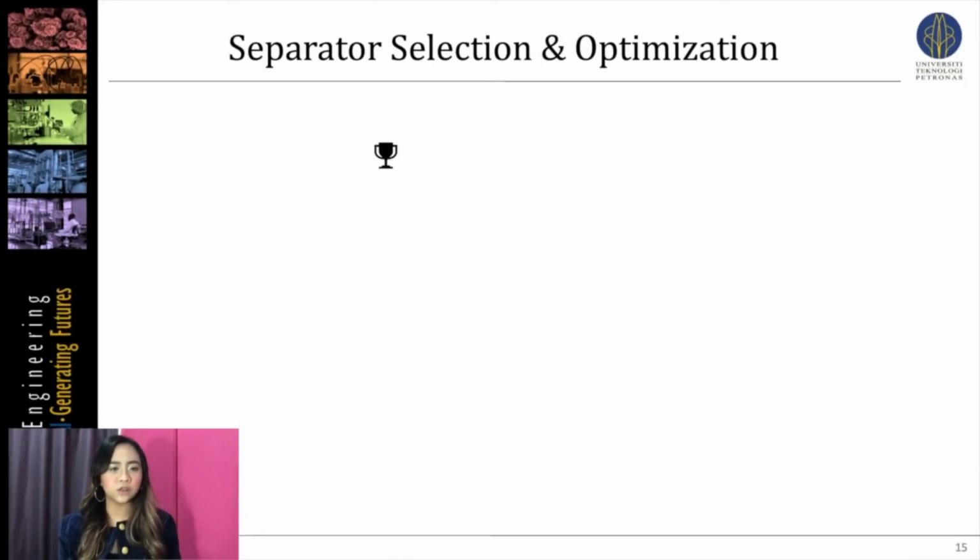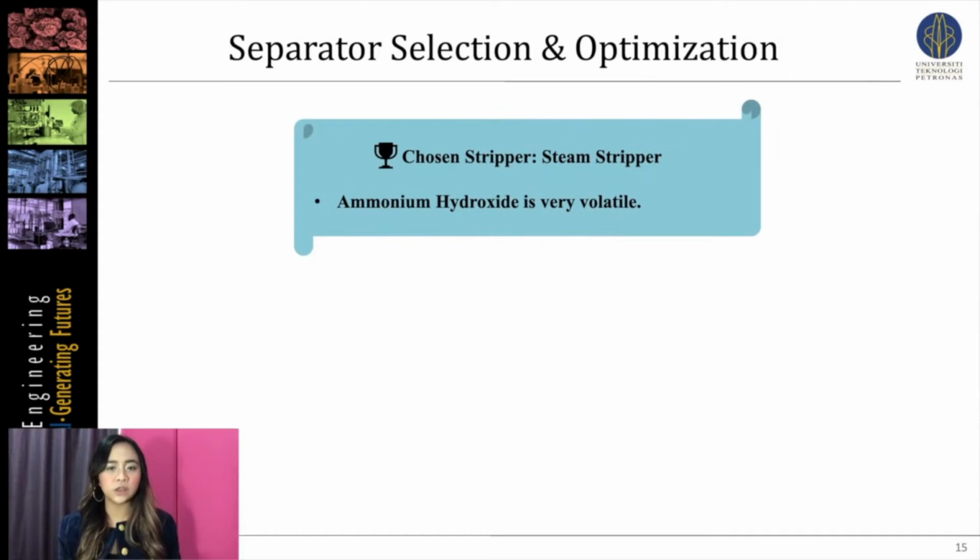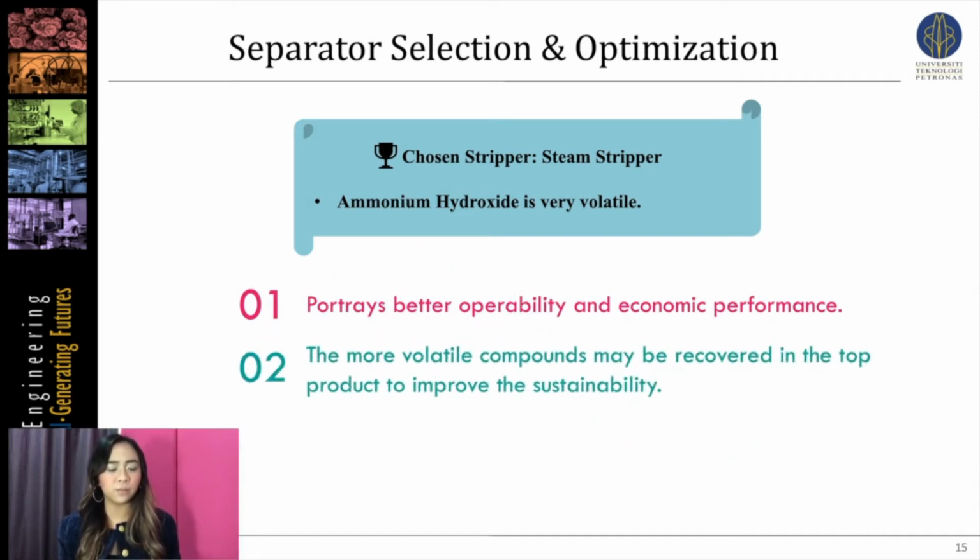So, in order to separate the ammonium hydroxide from solution, a steam stripper is chosen as ammonium hydroxide is very volatile. It is also proven that a steam stripper portrays better operability as well as economic performance as compared to the air stripper. Furthermore, the more volatile compounds may be recovered in the top product, which can be reused in order to improve sustainability. Not only that, a steam stripper is also a better option as it can minimize air emissions.